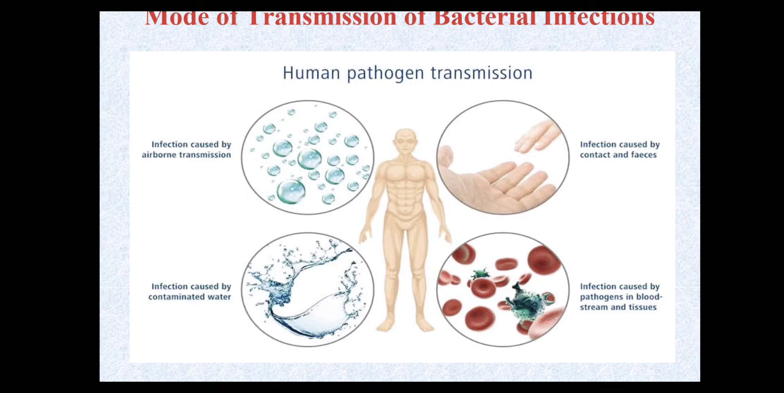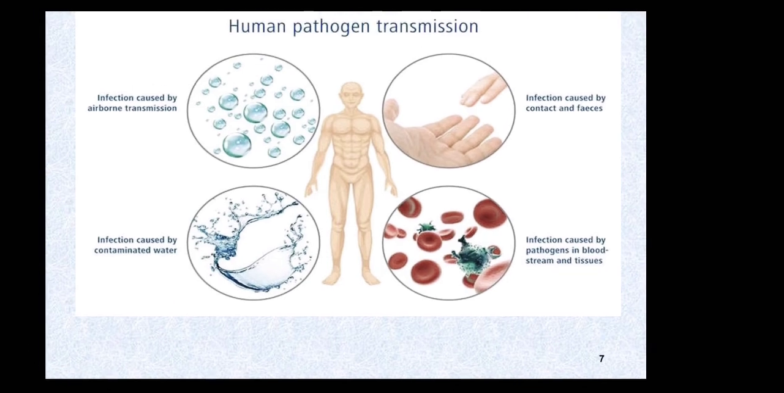Third one is infection caused by pathogens in bloodstream and tissues. Okay, blood contamination, we directly call it. Last one is infection caused by contaminated water. This is really a big sorrow, that infection is caused by contaminated water. Water is a big source which causes contamination and food poisoning cases.